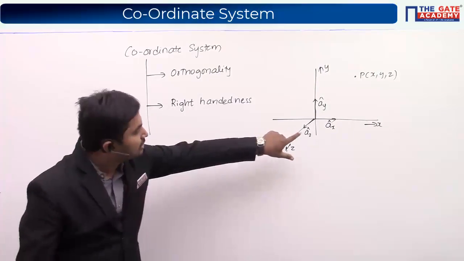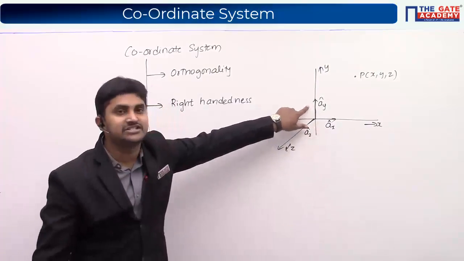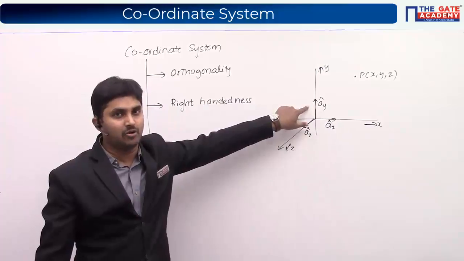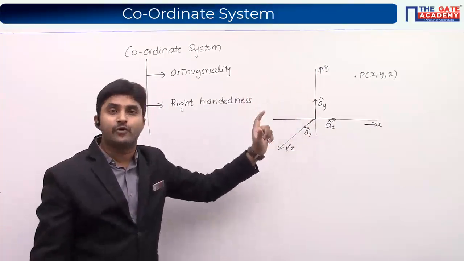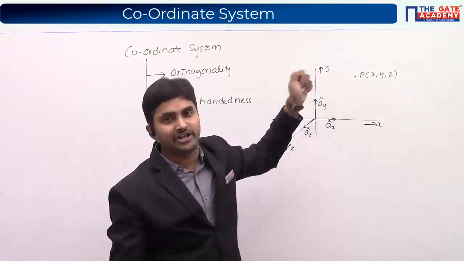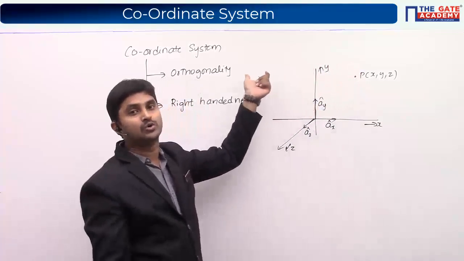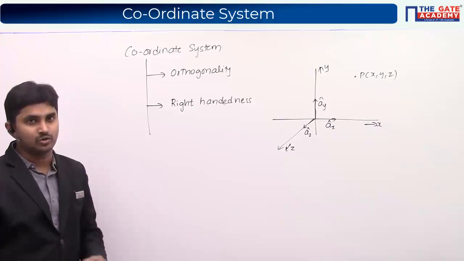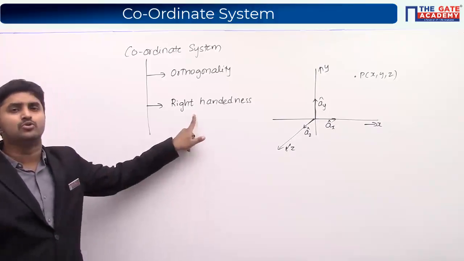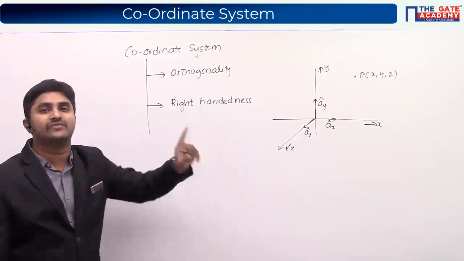Okay, so here the orthogonality of a particular coordinate system is very, very important for us to express any particular point in space. That is nothing but the orthogonality. Point number one. Point number two is regarding the right-handedness of the coordinate system.